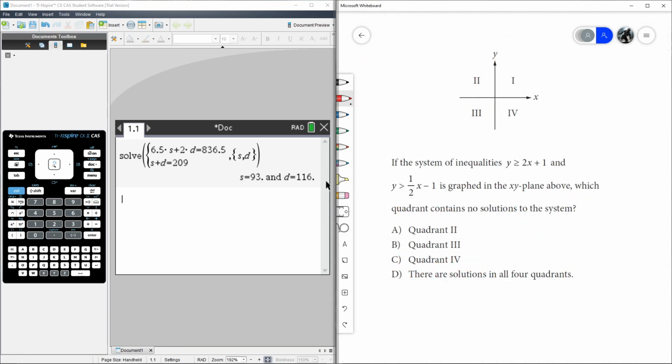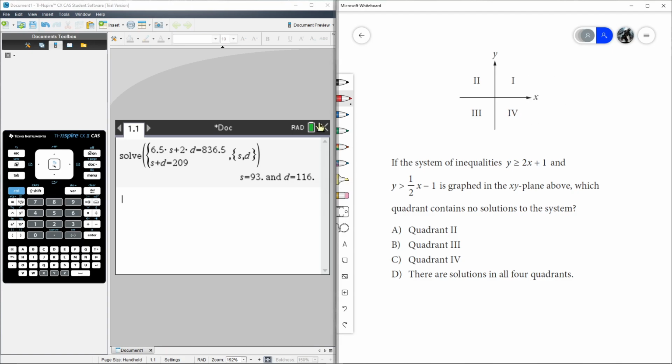So here's another problem. If the system of inequalities y is greater than or equal to 2x plus 1 and y is greater than half x minus 1 is graphed in the xy plane above, which quadrant contains no solutions to the system? So one way of doing this would be to just graph the lines themselves. So 2x plus 1 is going to look something like this, and half x minus 1 is going to look something like this. And based on that, you sample points in different areas and you determine where the solution is, where the solution is not.